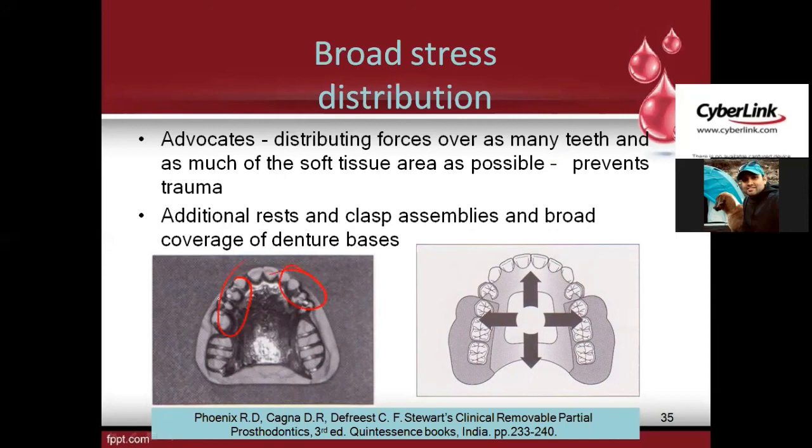The advantages are the design with multiple clasps acts as a form of removable splinting. It increases the health of abutment teeth due to splinting action, and it is much easier to construct and economical. The disadvantages: it is less comfortable, and it is difficult to maintain adequate oral hygiene because most of the teeth are covered with the clasp assemblies.